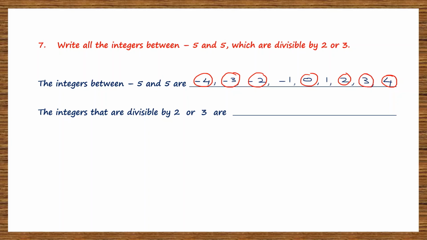So what are all the numbers or the integers between minus 5 and 5 which are divisible by 2 or 3? Let's write it down. Minus 4, minus 3, minus 2, 0, 2, 3 and 4. So these are the integers that are divisible by 2 or by 3.